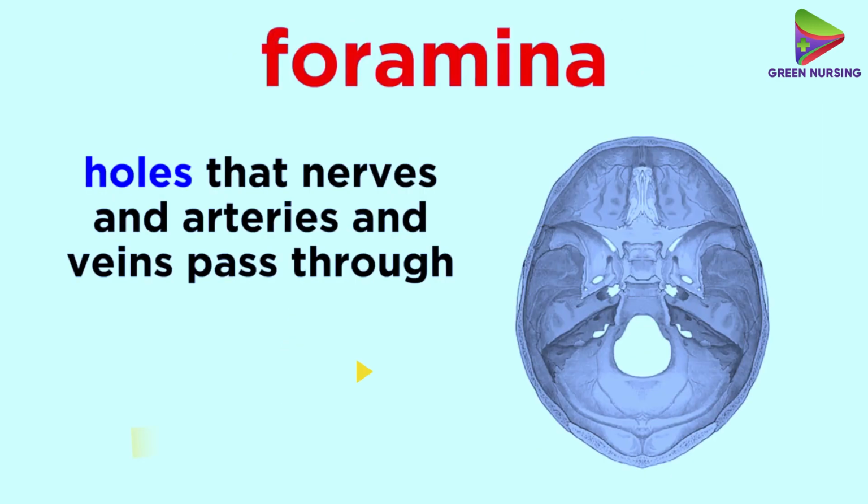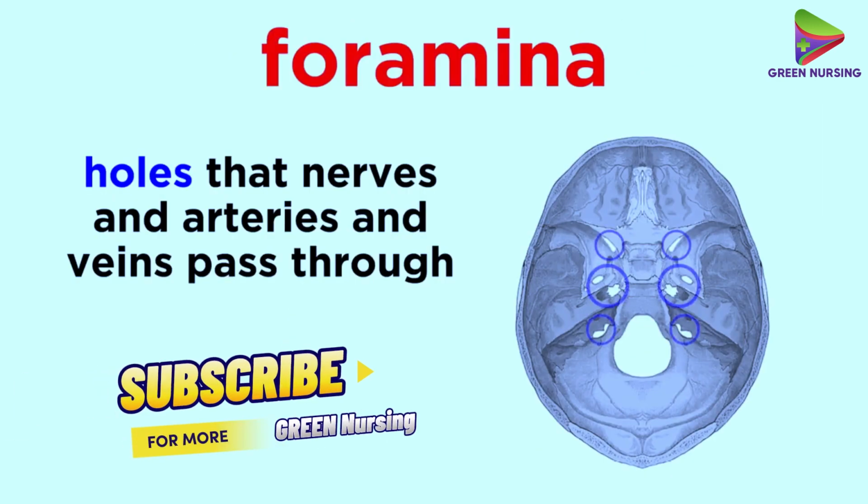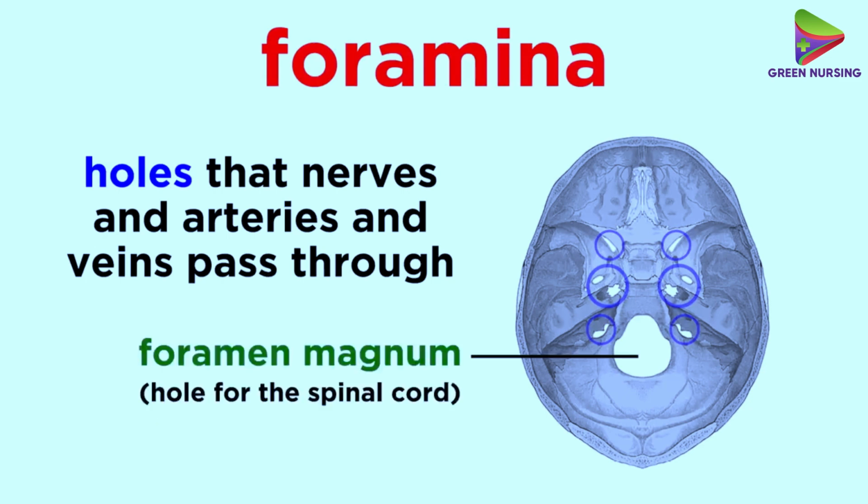We should also mention the foramina, which are holes that nerves and arteries and veins pass through. Most notably the foramen magnum at the base of the skull, through which the spinal cord passes.